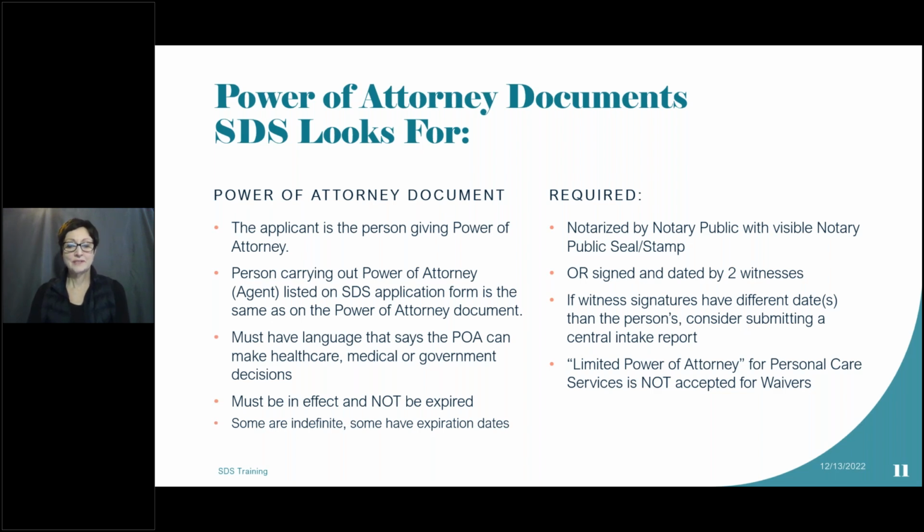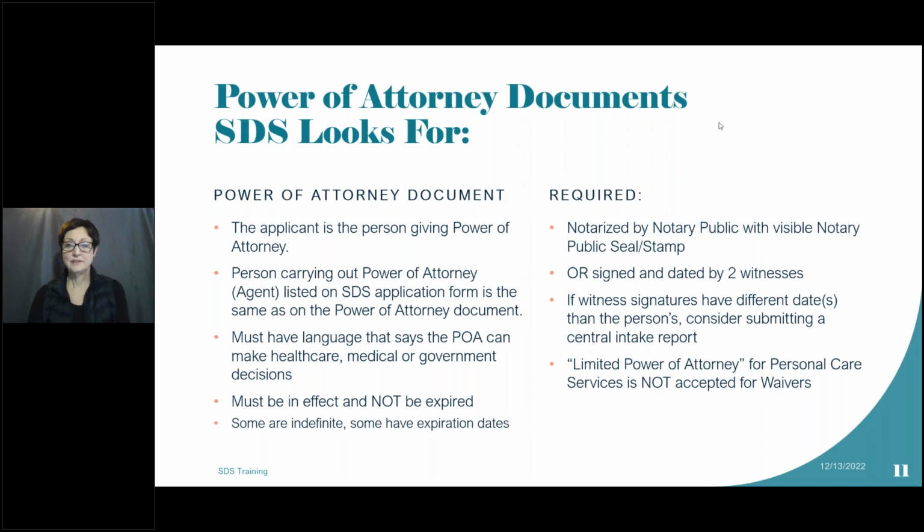It needs to have language that says the power of attorney can make healthcare, medical, or government decisions. You can say those words exactly: healthcare, medical, or government decisions. It needs to be in effect and not expired. Some can be indefinite, and some have expiration dates. So if you get a document like that, make sure that you look for its dating to see if it's still current.